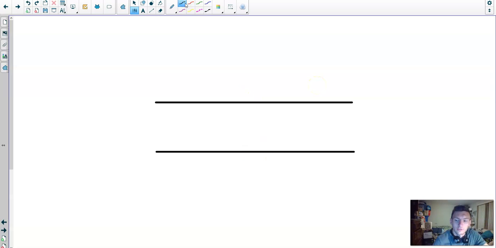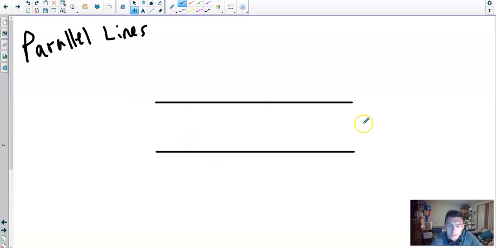Hopefully you're thinking of a vocabulary word that we covered in the first part of this lesson in 5A. These are parallel lines. I know they're parallel because they are always the same distance apart. They will never touch. If I extend them forever, they will never touch, cross, or intersect. So these are parallel lines. That's what we're going to be dealing with all lesson now.